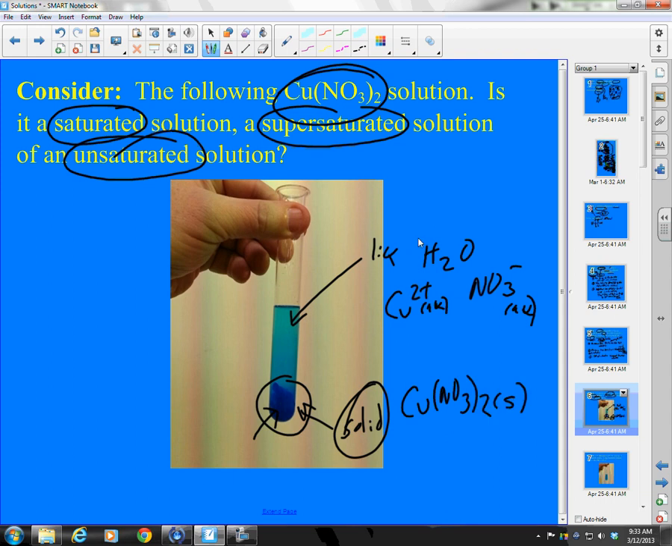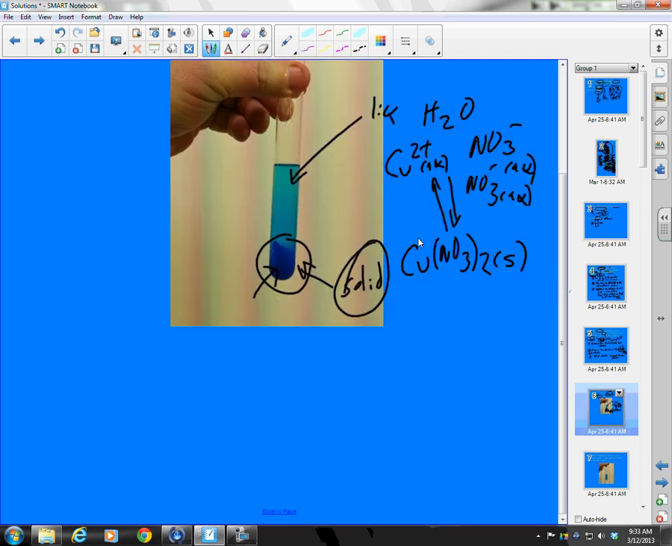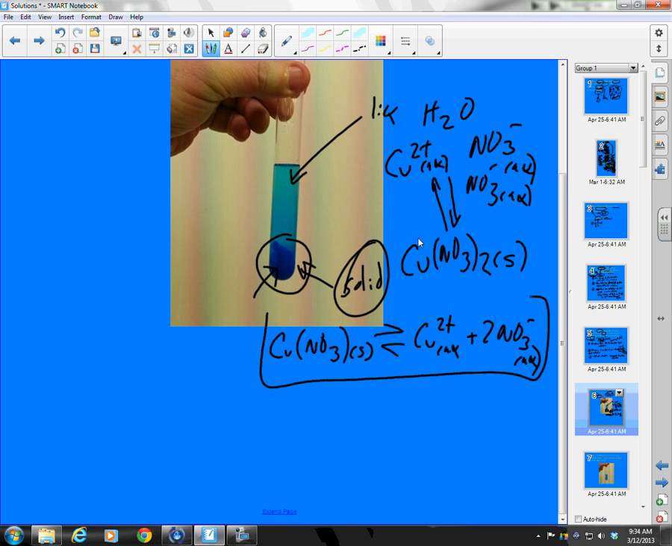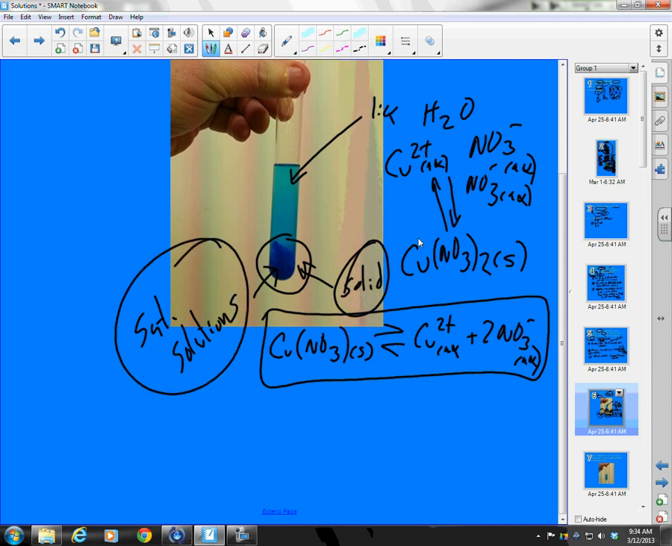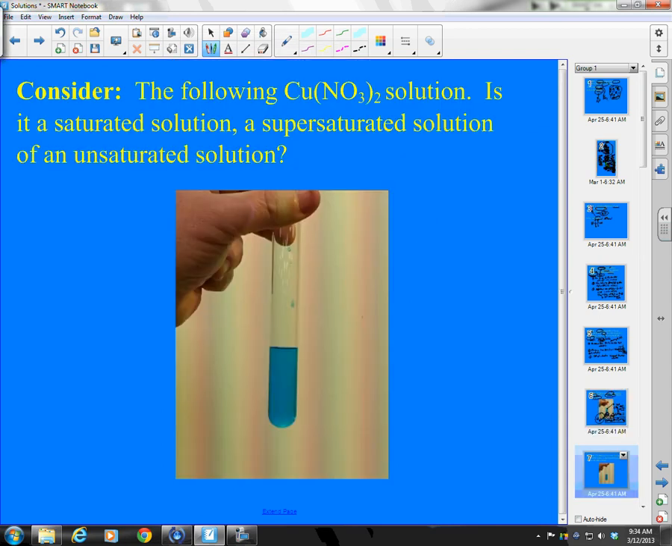And what do we have happening here? Well, some of this is going that direction, and some of these guys are going that way. And eventually, those rates are equal, and I'd have copper(II) nitrate solid going to copper(II) aqueous plus 2 nitrates aqueous. And if that's the case, then what do we have? That is a saturated solution. Cool. Yes, it is. Whenever I see that, that means I have a saturated solution. Excellent. You guys try this next one.